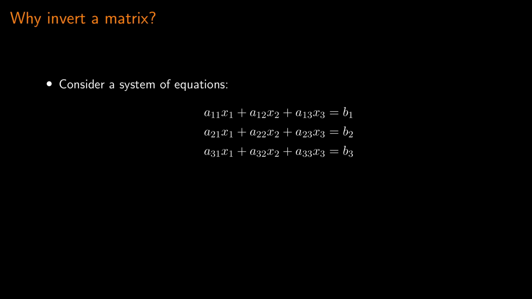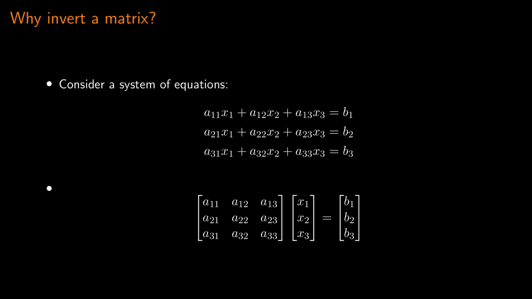So if we consider a system of equations like this, we have three equations here and three unknowns. The unknowns are x1, x2, and x3. The coefficients of the three equations are represented by a11 through to a33, and then the results of the equations are b1, b2, and b3.